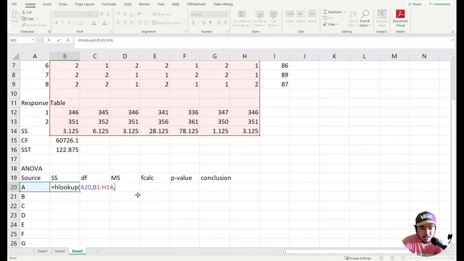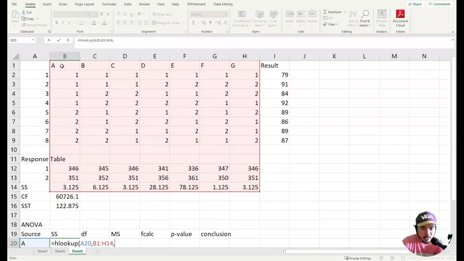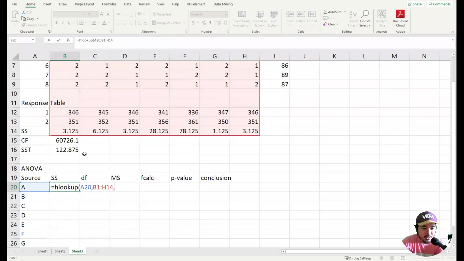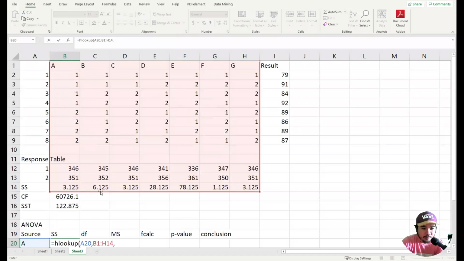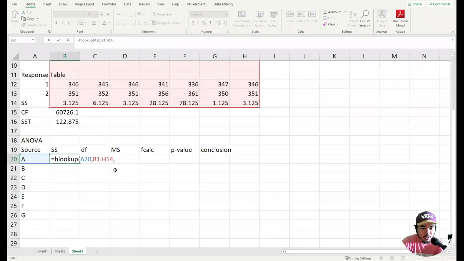Tapos ang gusto natin i-return sa atin is yung 14th na row, no? Kasi this is the first row kung saan niya hanapin si A. Hanapin niya dito tapos i-return niya yung 14th kasi nandun yung SS natin. 14th, and what we do is we do exact match. So false yung ilalagay natin. Again, 0 is false, 1 is true. Pwede i-type niyo yung false pero it's easier na 0 na lang. So we can do something like that.